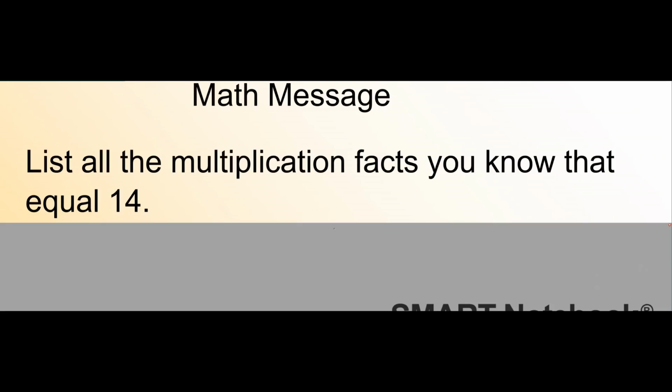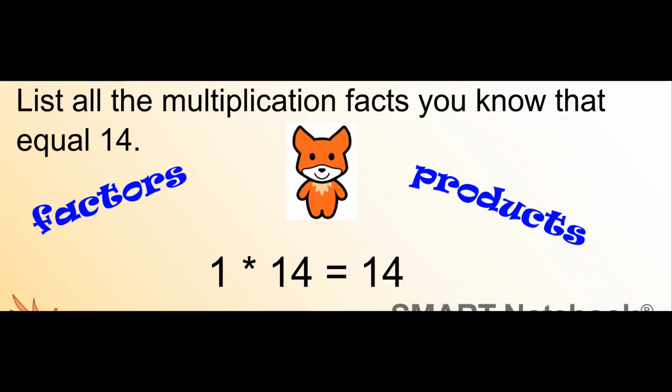So, Factor Ferret and friends, can you list all the multiplication facts you know that equal 14? We need to know the terms factors and products. Factors are the two numbers you multiply to get a product. So starting with 1 times 14 gives me the product 14. 1 and 14 are my first factor pair.